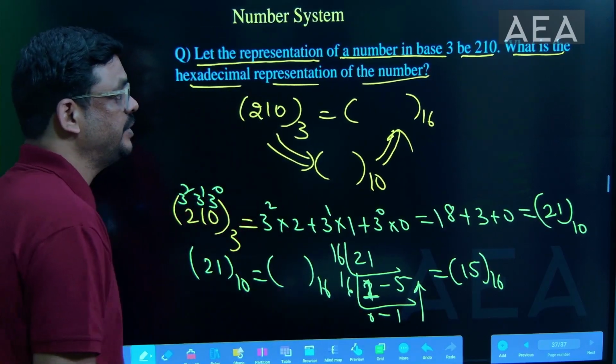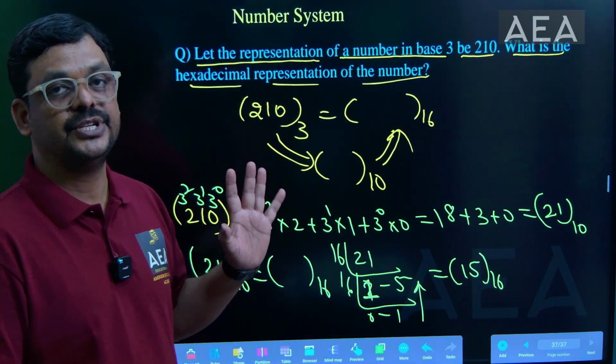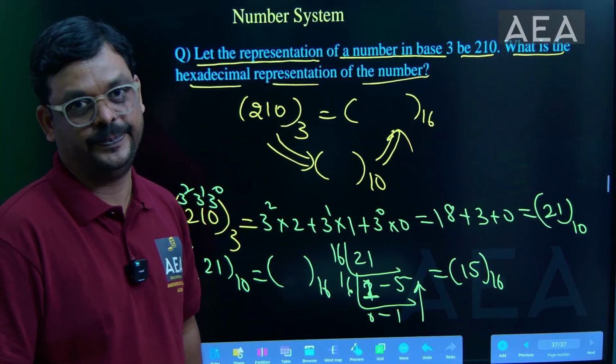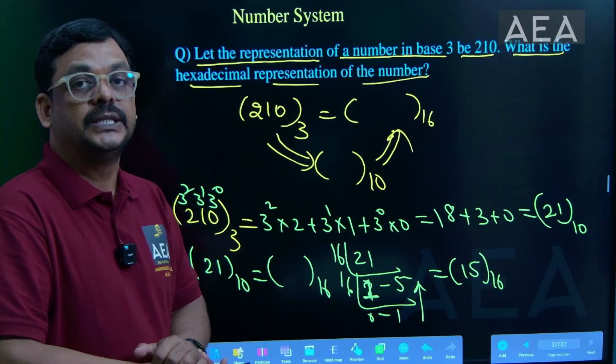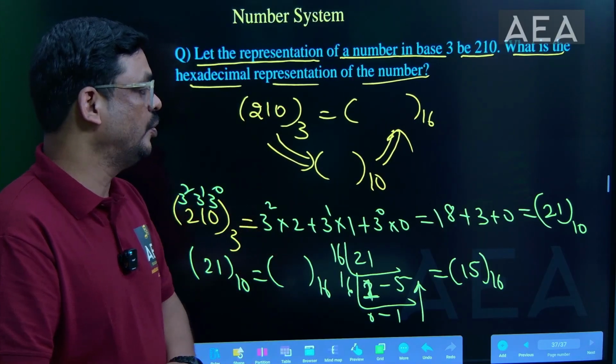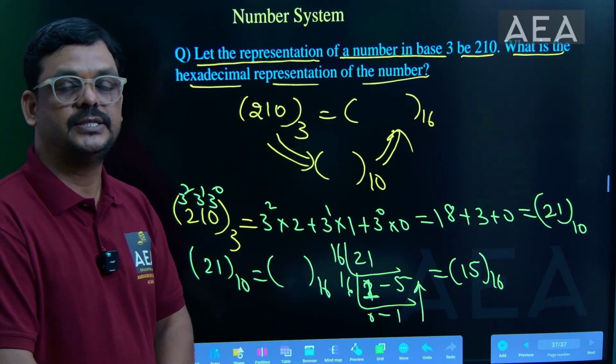We just have to apply the procedure for other number system conversion: others to decimal number system and decimal to other number system. Already I have explained these techniques in the number system concept. So please go through those videos and later try to practice these types of problems.